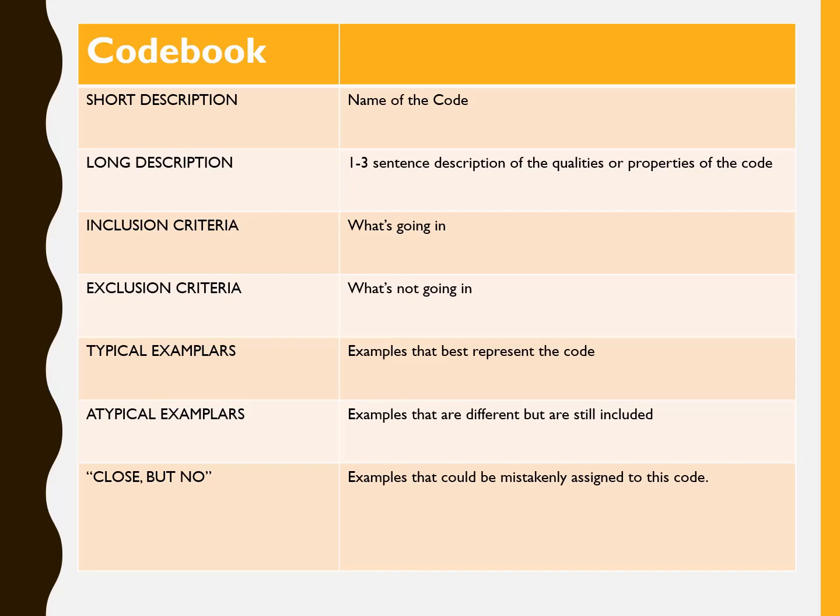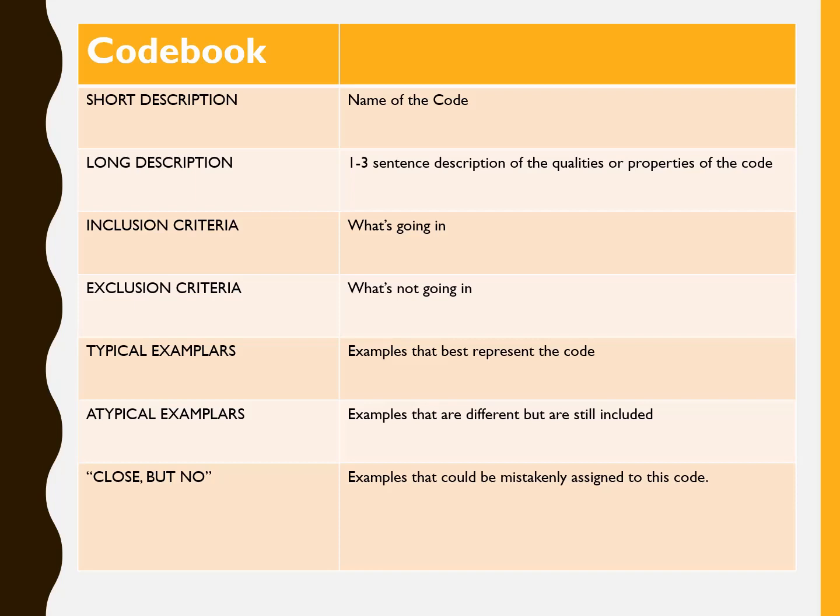I'd probably tend to use a computer program like Excel, but I would have things like, on the left, a short description, which would be the name of the code, or a longer description, which would be a sentence describing some of the qualities or the properties that go into the code. Then I'd be thinking about inclusion and exclusion criteria, what's going in and what's not going in.